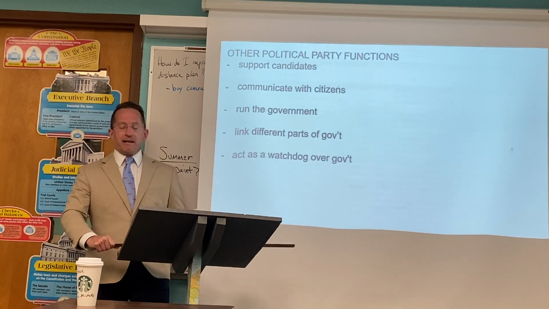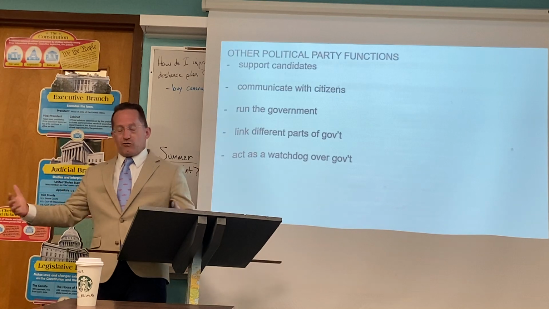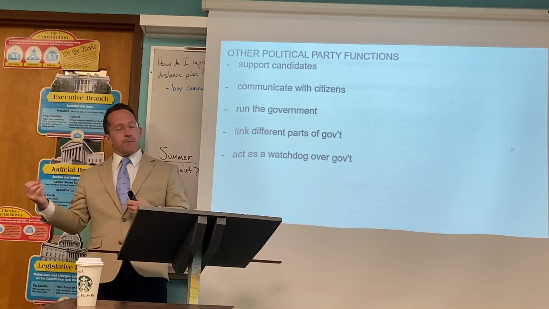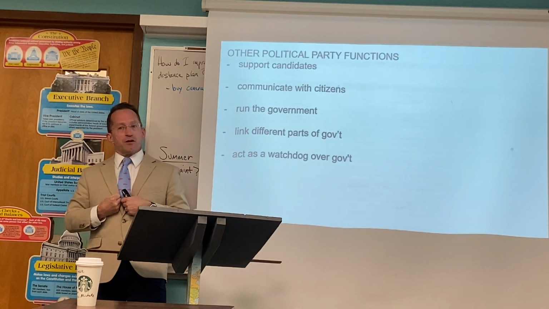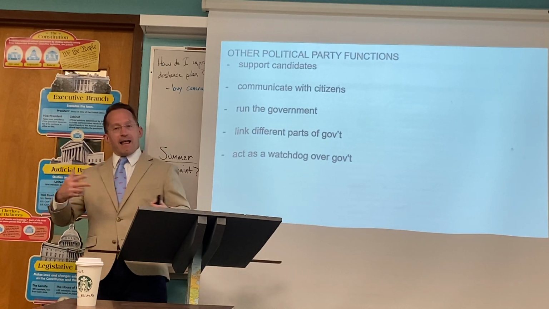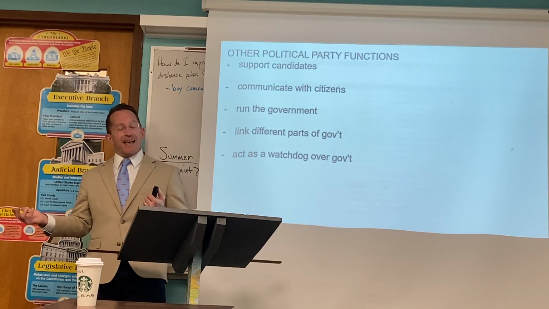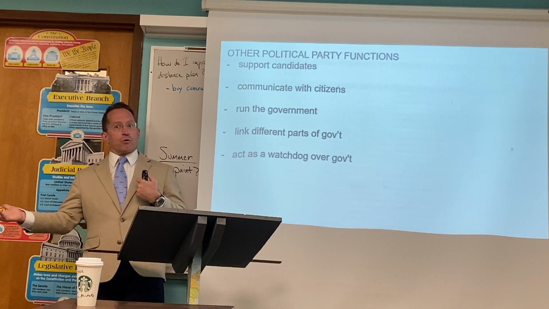Running the government and linking different parts of the government. Government is big and huge, three branches, millions of employees. Sometimes it's connected by that party membership. If I'm a Republican and I can work with Republicans, we talk the same language, we agree, we have the same contacts and context, so that makes us work together.